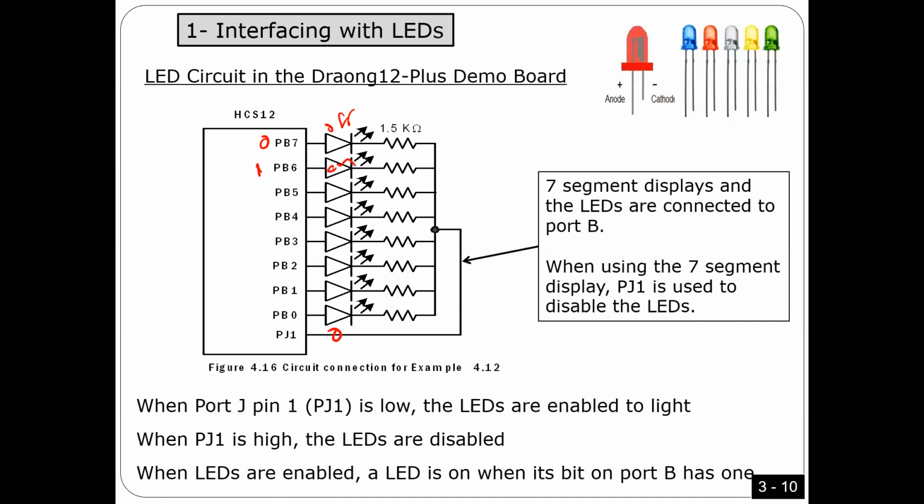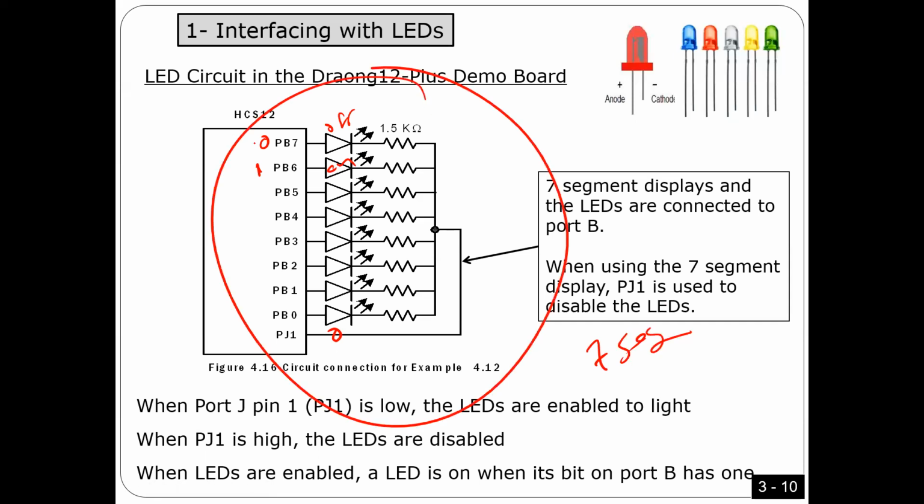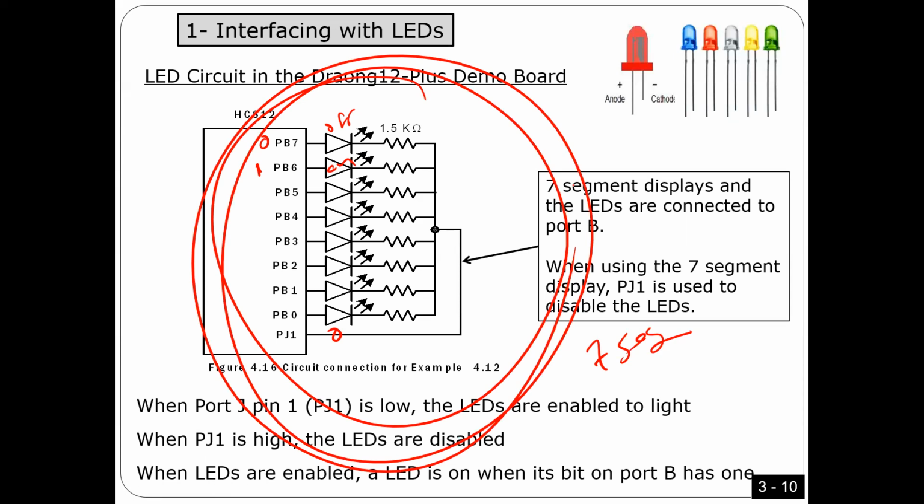Now I want to talk about 7 segment. Believe me, there is no difference. The only difference between this structure and the 7 segment is this one. Instead of using BG1, because we have 4 7-segment displays, the enables we are going to use are PB0, PB1, PB2, PB3. That's it. Everything else is the same. They are connected to port B.